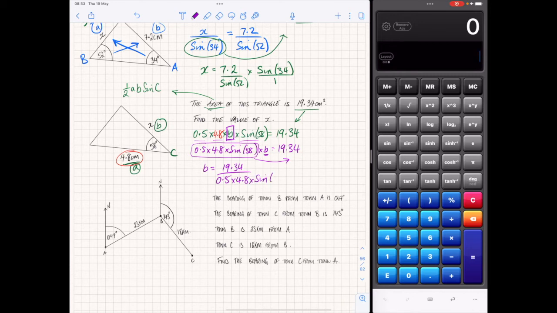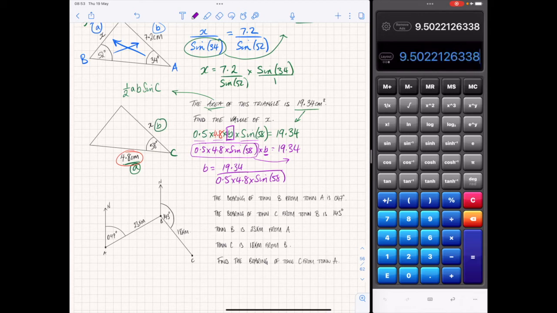And if you type that into your calculator, because I don't have a fraction button on this calculator, I'm going to open a set of brackets and do 19.34 divided by, and then I'm going to put all of this in brackets as well, 0.5 times 4.8 times sin 58.